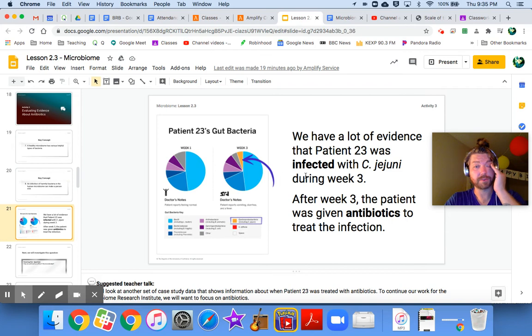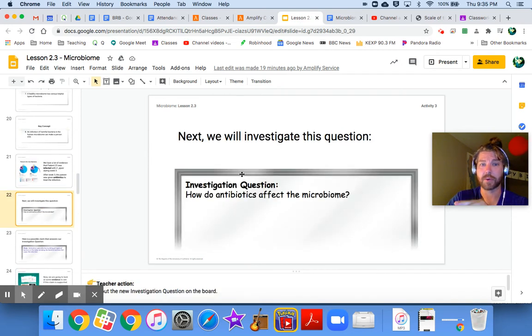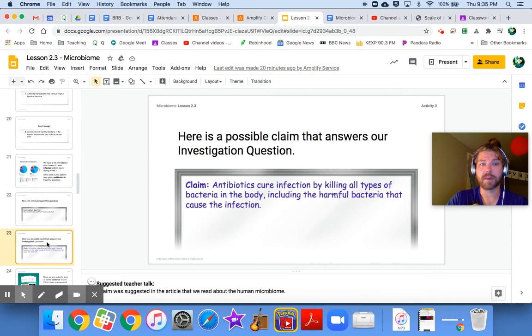Here are our pie charts we saw in week 1. This is what the healthy gut microbiome looked like. In week 3, sick over the toilet, we saw that, okay, there is a clear difference right here. And that difference, we said, was the presence of C. jejuni bacteria. After week 3, the patient was given antibiotics to treat the infection. We're going to start looking at what did these antibiotics do. So how do antibiotics affect the microbiome?